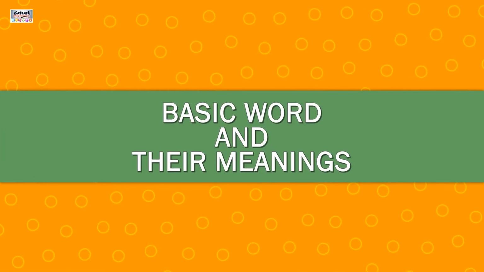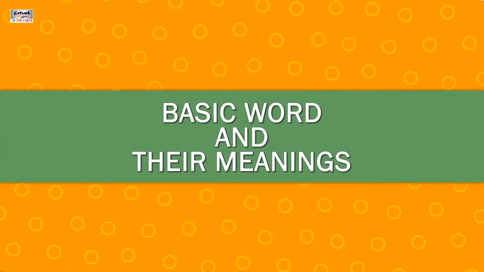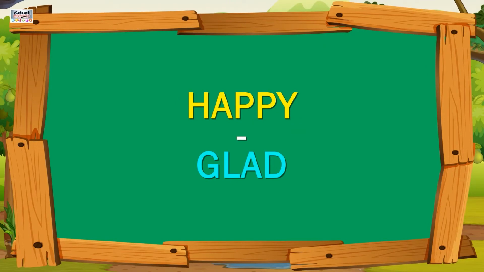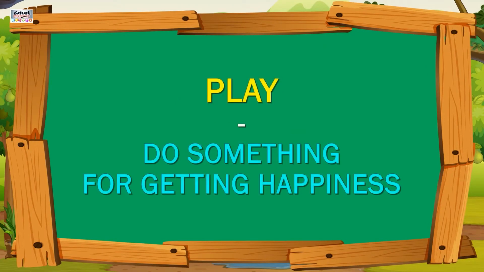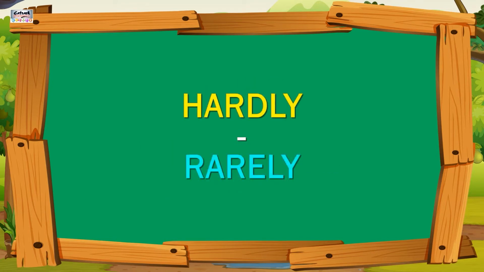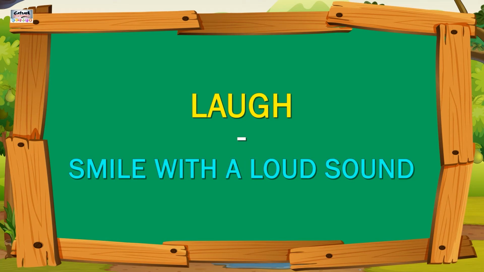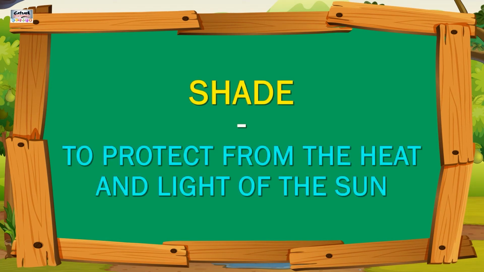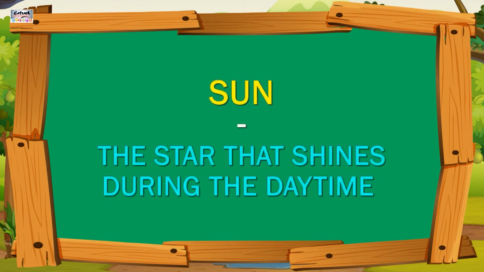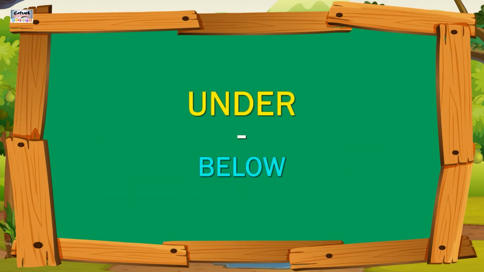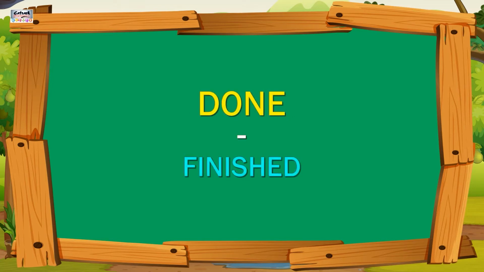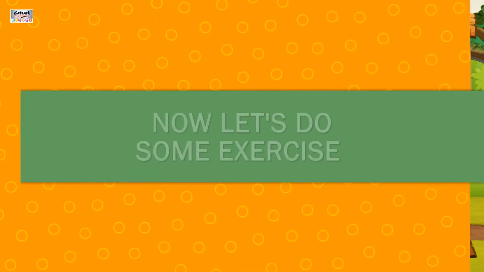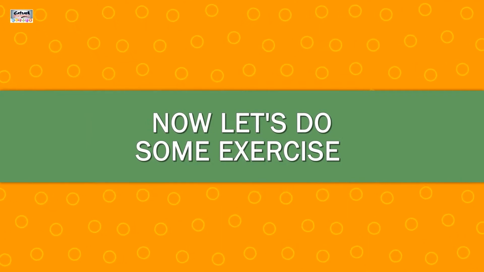Let us know basic words and their meanings from this poem. Happy, glad. Play, do something for getting happiness. Hardly, rarely. Laugh, smile with a loud sound. Shade, to protect from the heat and light of the sun. Sun, the star that shines during the daytime. Under, below. Done, finished. Now let's do some exercise.